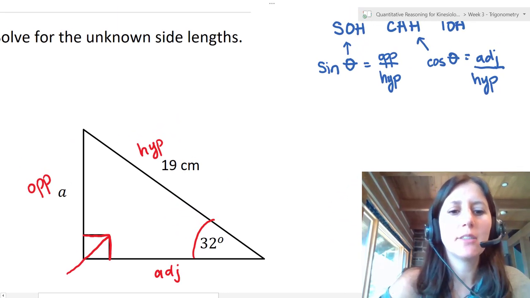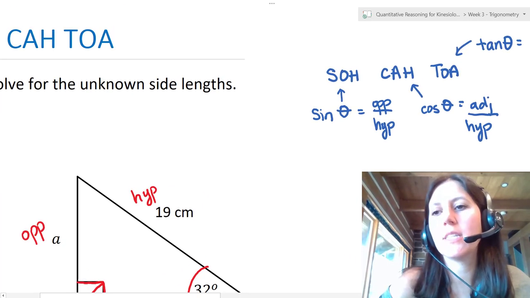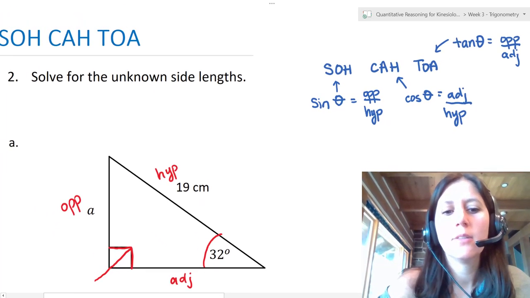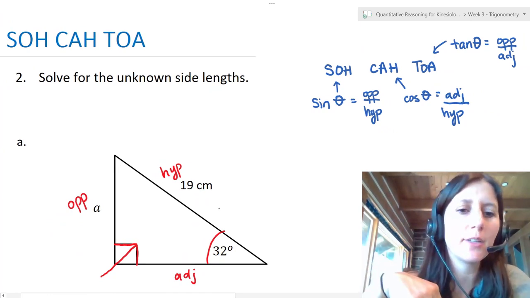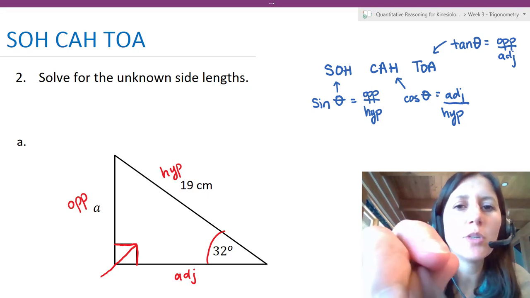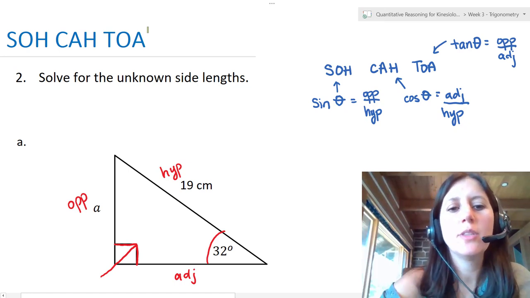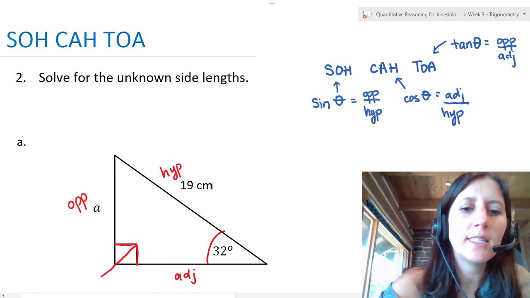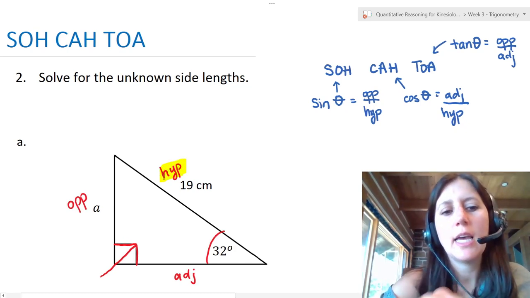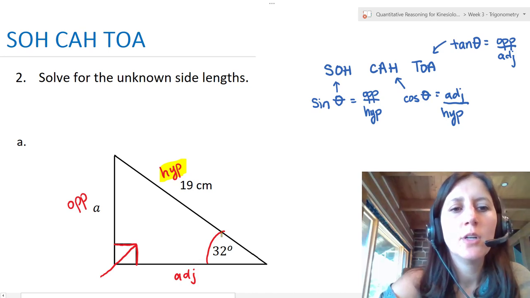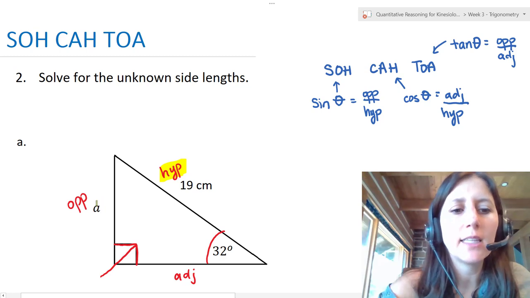The next thing that we're going to do is take a look at Sohcahtoa to decide which of those 3 equations is it that we're going to use. Okay, so when you look at the labeling that you've done on this right angle triangle, you want to identify which is the side that you know and which is the side that you want to know. So in this question, I know the 19 centimeter side length. So that's my hypotenuse. I know the hypotenuse. And which is the one that I'm looking for? Well, the question's asking to solve for the unknown side lengths, and it labels one of the side lengths as A.